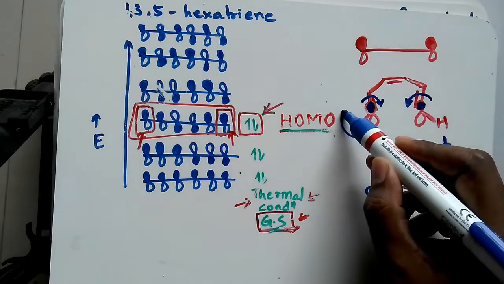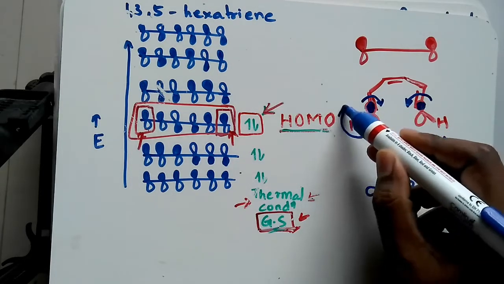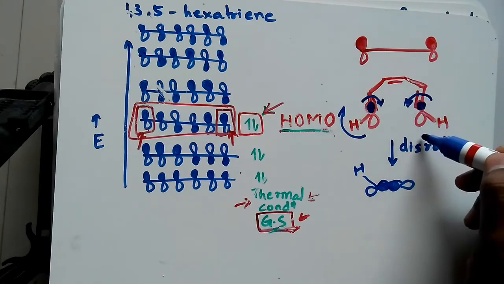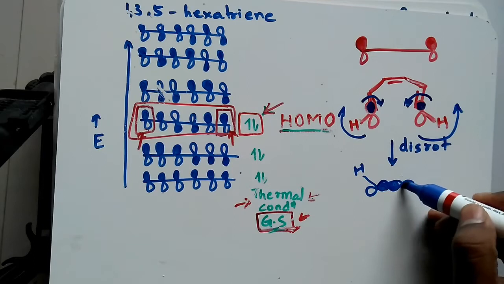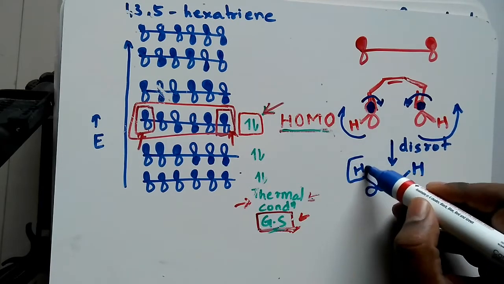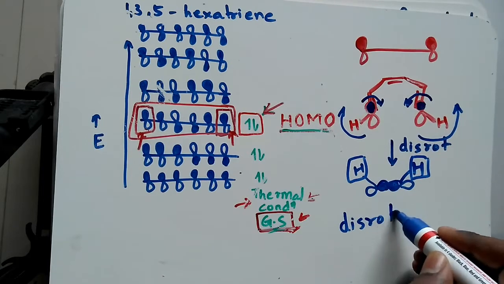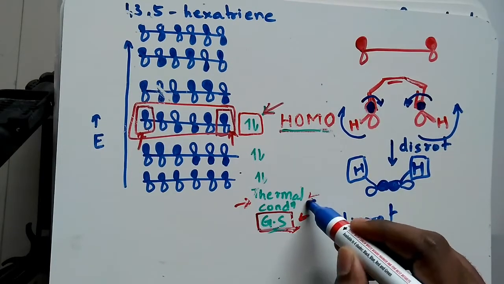What happened to this hydrogen? I am rotating it in the clockwise direction, so this hydrogen goes up. I am rotating in the anti-clockwise direction, so this hydrogen goes on top. So both hydrogens are cis. So what are the conditions? Dis-rotatory motion in thermal condition.